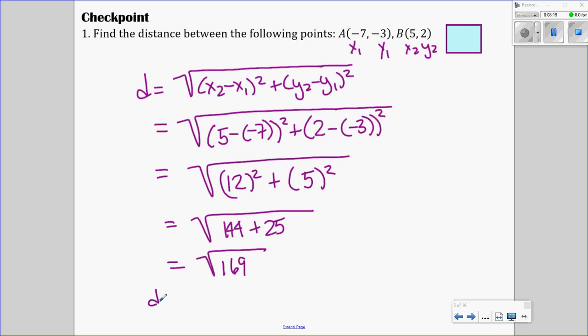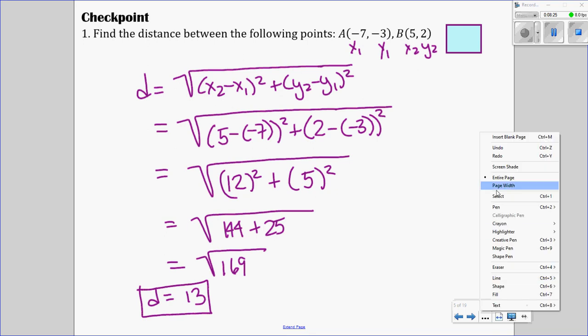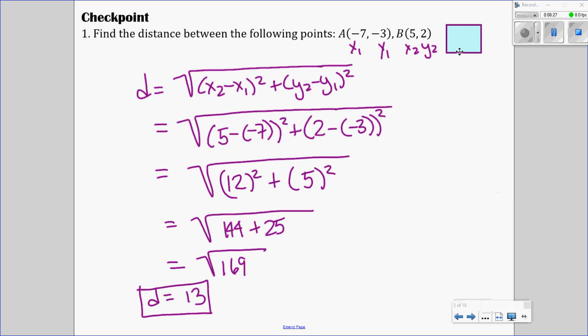And then this can be simplified. It gives you 13, because 169 is a perfect square. It will give you the perfect square root of 13.